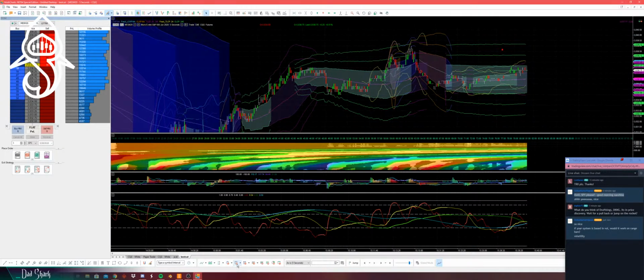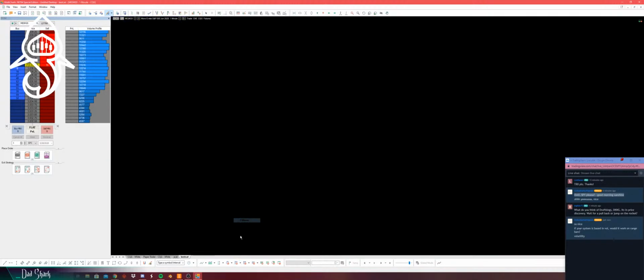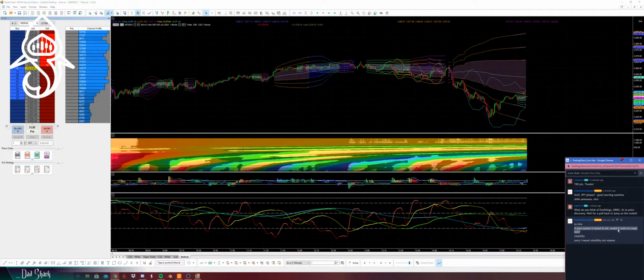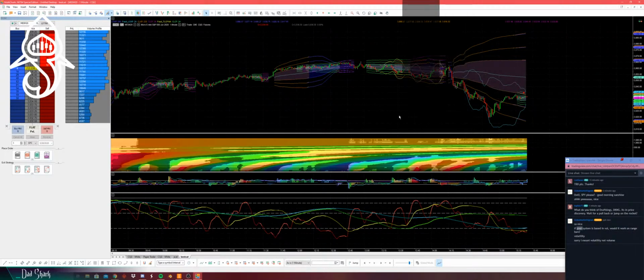Okay, I'm gonna go back to the 1 minute chart, see if we're approaching that pivot. If your system is based in volatility, would it work on range bars? Don't know.